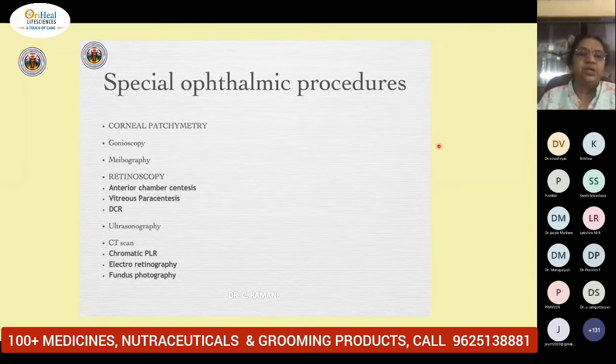Now, special ophthalmic procedures are out there, like corneal pachymetry, gonioscopy, meibography, retinoscopy. Retinoscopy is used to check the power of the lens, the power of the eye, the refraction of the eye, whether it's myopic or hyperopic, and what residual refractive error is present after putting an intraocular lens in place, though the animal is not going to read. Then anterior chamber centesis is also one of the diagnostic procedures, vitreous centesis, dacryocystorhinography, ultrasonography, and advanced diagnostic procedures on the eye like CT scan, chromatic PLR, electroretinography, and fundus photography.